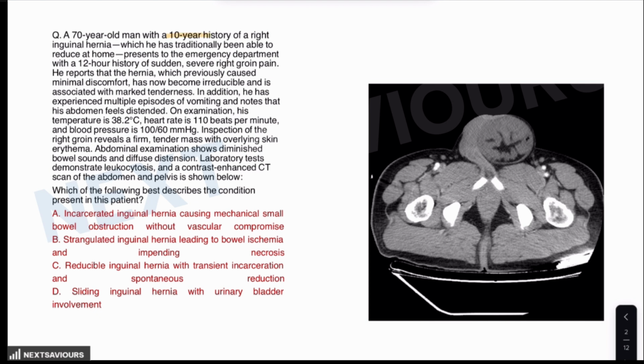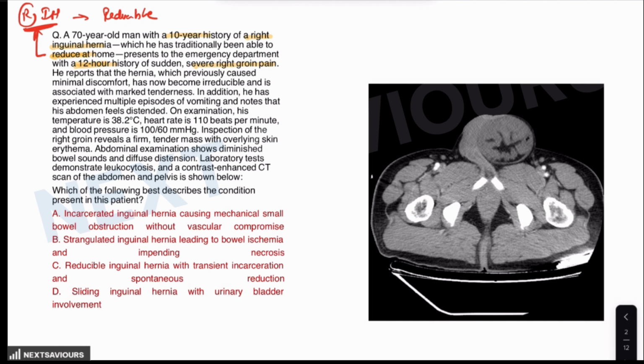So, we have a 70-year-old male with a 10-year history of right inguinal hernia, which he has traditionally been able to reduce at home. First of all, the diagnosis is clear that the patient is suffering from right inguinal hernia, which was reducible for the past 10 years. But now the patient has presented to the emergency department with a 12-hour history, that is a short or acute history, of severe right groin pain. So that means that some complication has occurred in the patient.